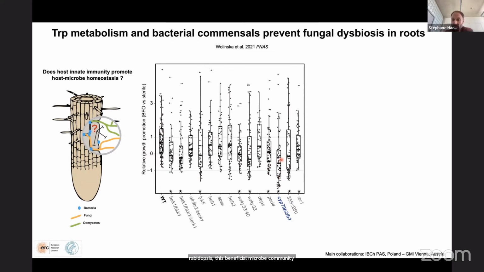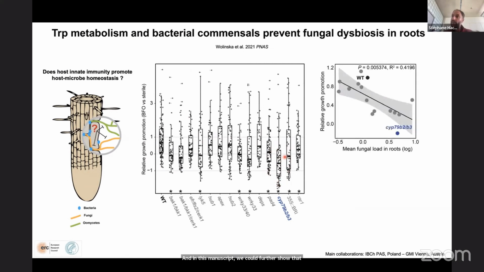And in this manuscript, we could further show that this dysbiotic phenotype that we observed here in this mutant is explained again by the fungal load in the roots of these plants. And this is shown here, where you have a very nice correlation between the fungal load in plant roots and the effect on plant performance across these different mutants.